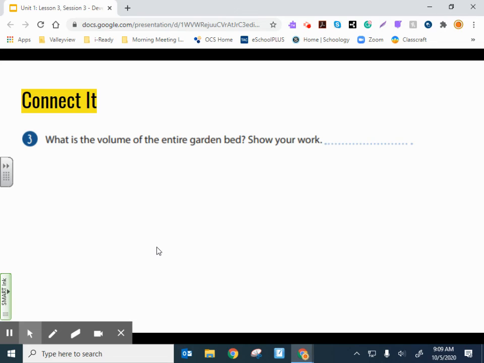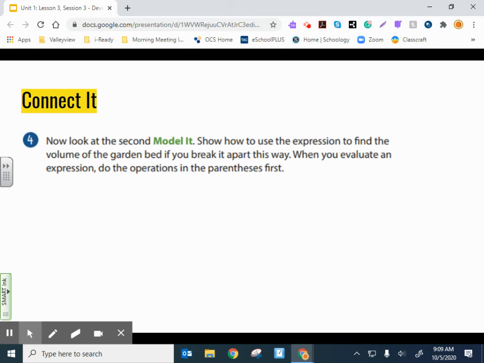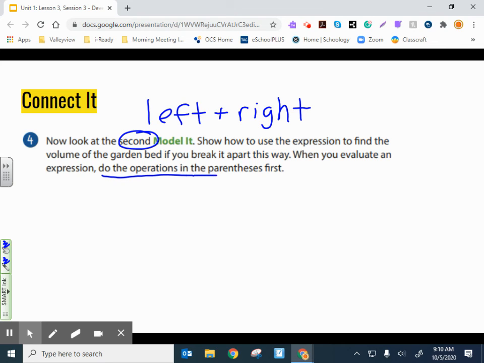Question 4. Now look at the second model. This is the one that we did left and right. For this one, find the volume of the garden, breaking it apart this way. So what they want us to do is something a little different. They want us to do the operations in the parentheses first.